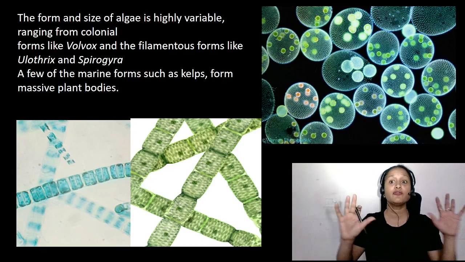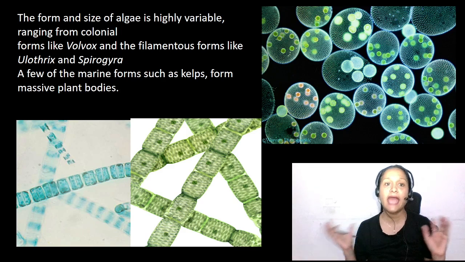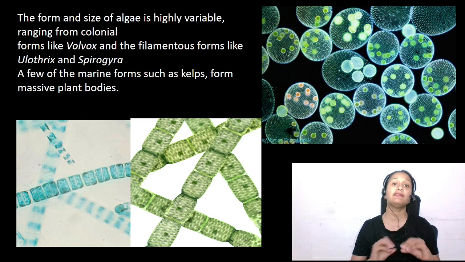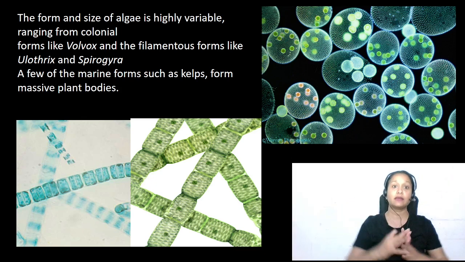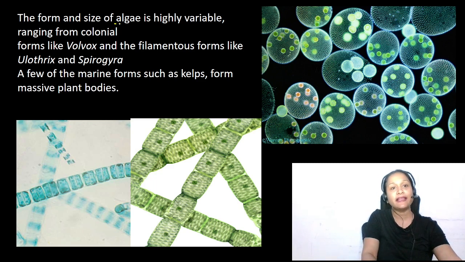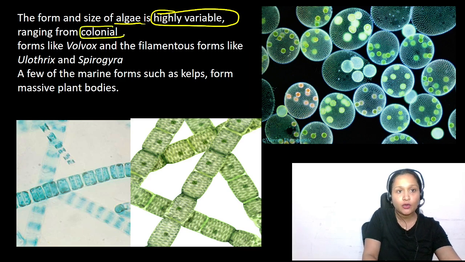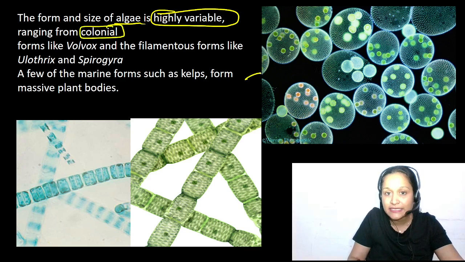Now, if you talk about the form and size, right? Algae can be unicellular and it can be multicellular. And if it is multicellular, it can be filament-like, right? And it can be giant, like kelps. I'll show you the image. So the form and size of algae is highly variable, ranging from colonial here. You can see these are what? These are algae.